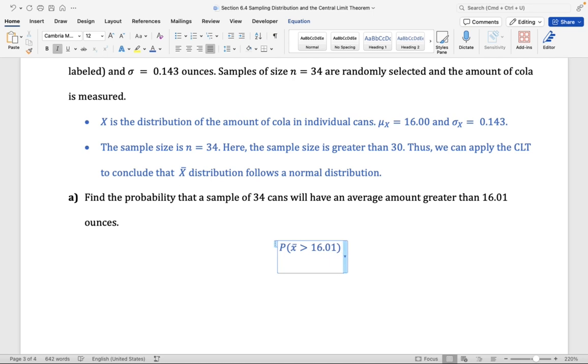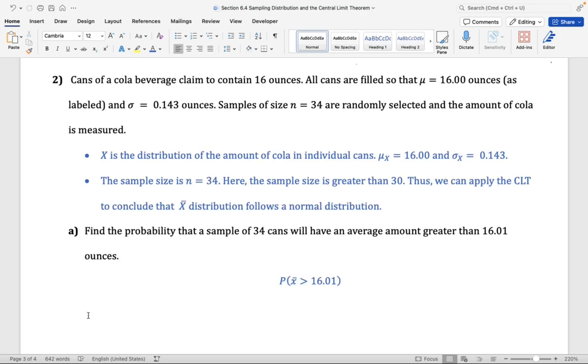Because we're looking for a probability of a sample mean, we need to use the X bar distribution. We're not going to be using the X distribution. We're going to be using the X bar distribution. Go ahead and answer this question on your own. I'm going to make sure to provide a solution below this video.